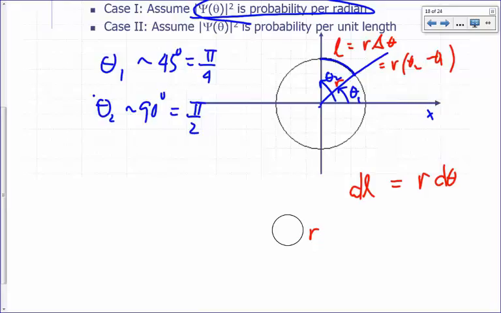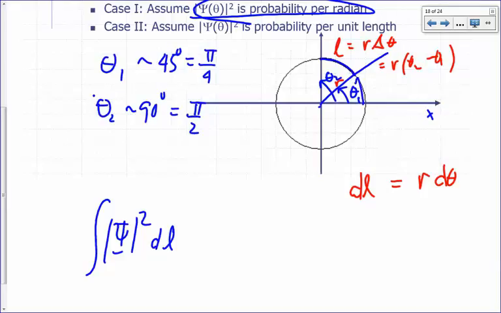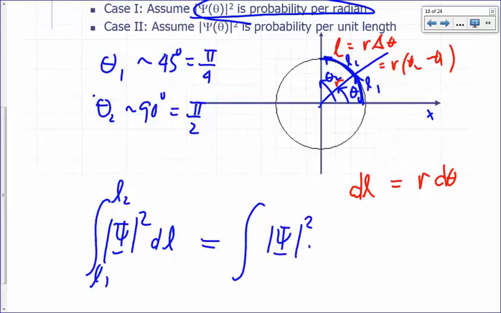Okay. So the integral would be, in this case, the integral of psi squared dl from L equals, okay, let's call this L1 to L2. Okay? But if psi is a function of theta, you can express dl in terms of theta, so you would say dl is r d theta. So this is going to be the integral of psi squared times r d theta. Okay?